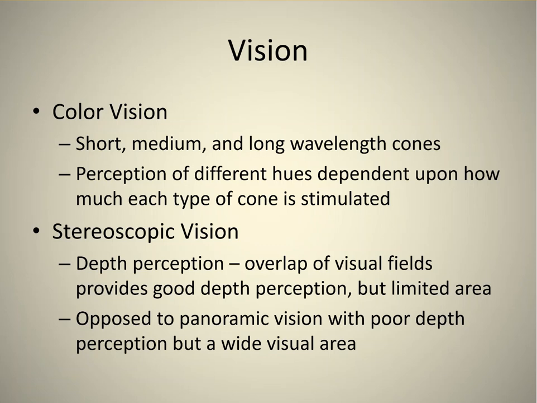Now stereoscopic vision. We talked about this a long time ago when we talked about human evolution. We have good depth perception with stereoscopic vision, but a limited area, and people can sneak up on us from behind. As opposed to panoramic vision, where we have really poor depth perception, but you can see all the way around behind you. So you have good aspects and trade-offs with those two types of vision.